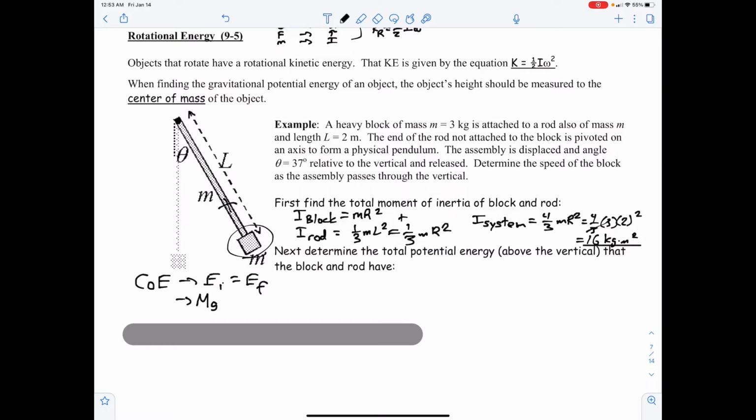So you got big Mgh equals not 1/2 mv squared, but 1/2 I omega squared. And we'll be substituting for I and omega squared shortly, but for now, what we need to do is figure out how we're going to substitute for some of these variables. So the first thing I'm going to tell you is h. Let's figure out how we can substitute for this.